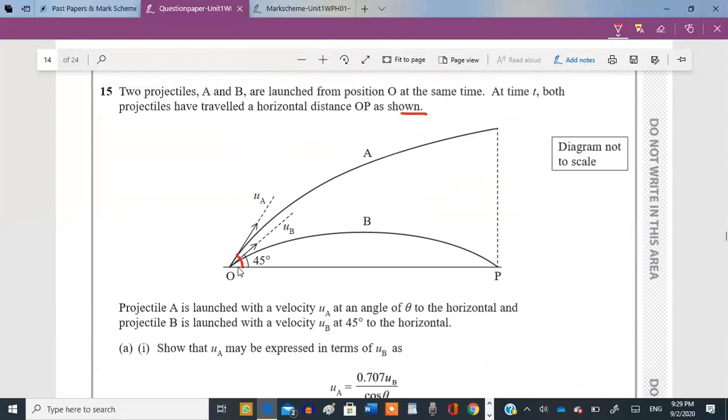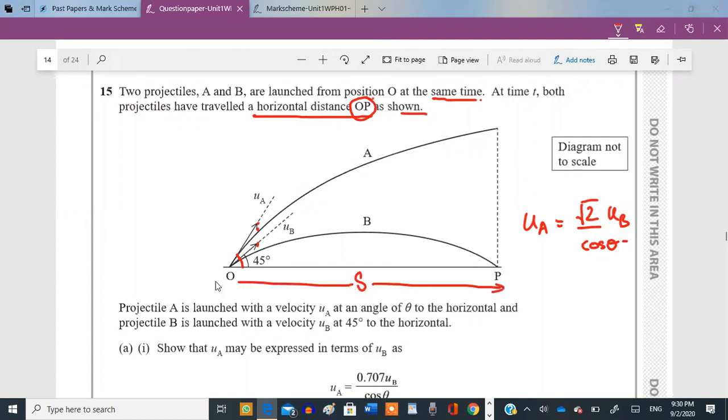If this entire angle is theta and the object is moving, now see in the first line of the question it says that they have traveled the same time. At the same time, they have traveled the same horizontal distance, OP. Let's assume OP has a value of S. Okay. In the horizontal direction, both of them have constant velocities, right? If you talk about UA, this is UA at an angle theta to the horizontal, the horizontal component of velocity is going to be UA cos of theta, correct?